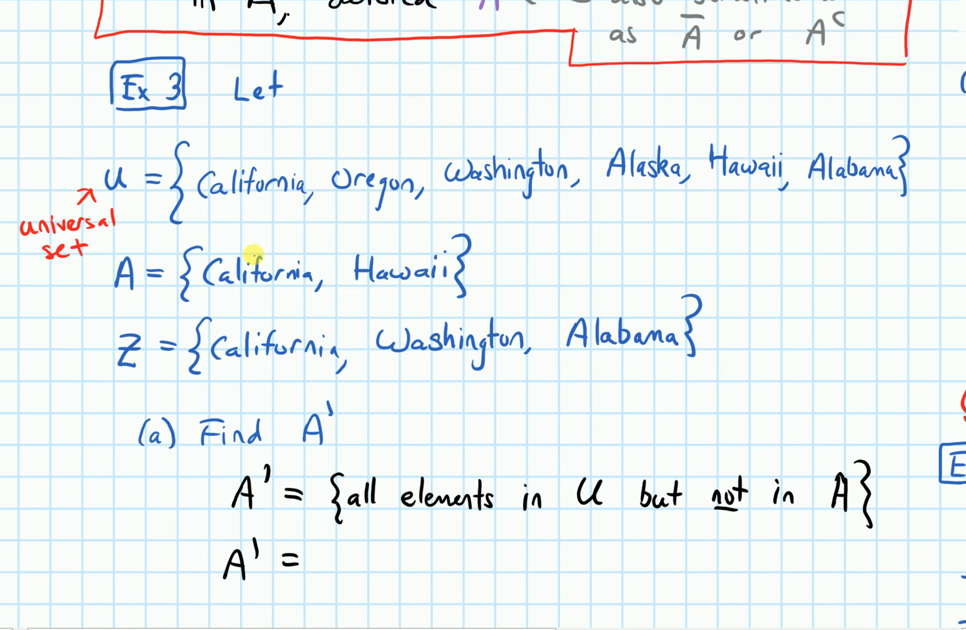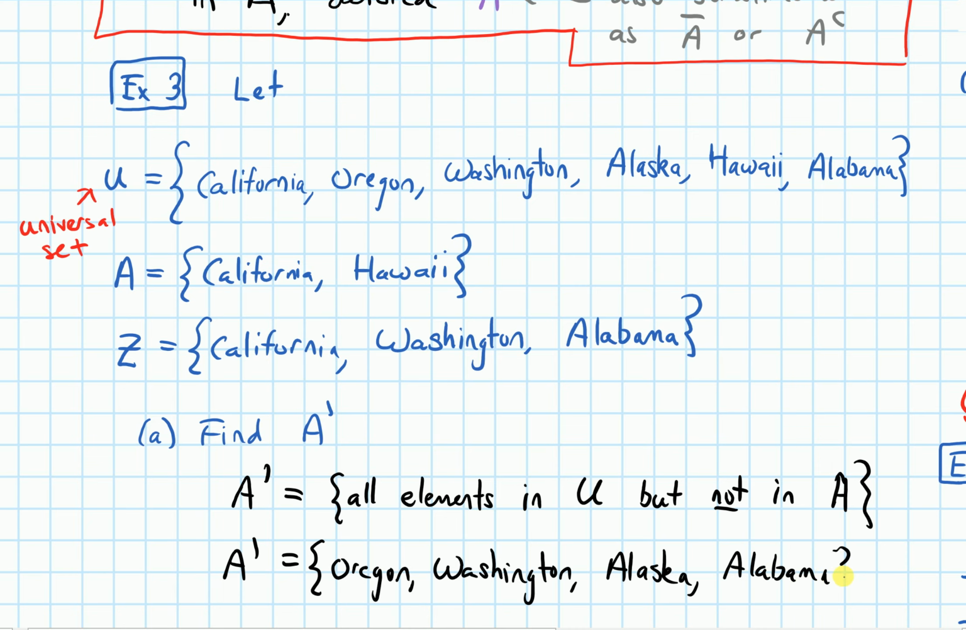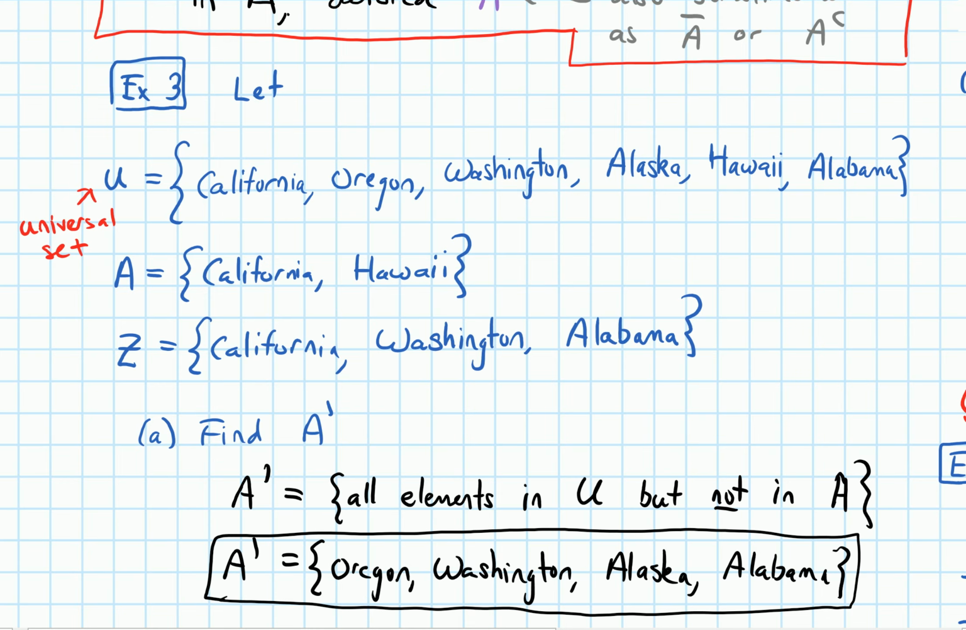Basically, I need to throw out the California, throw out the Hawaii in the universal set. And that'll leave us still with Oregon, Washington, Alaska, and Alabama. Those 4 states. Those are all the things in our universal set that are not in the set A. So that is the complement of A.